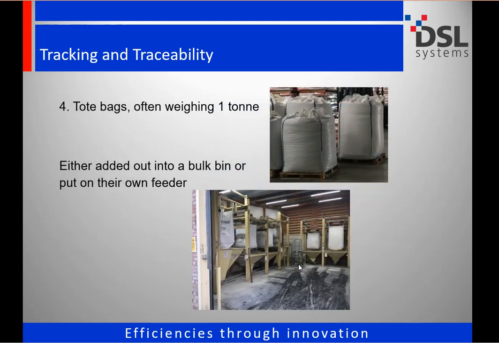Tote bags, often weighing about a ton, are given an individual lot number for traceability, and either they are added to the top of a bulk bin, in which case it works the same as normal bulk deliveries, or they're put onto individual feeders, you can see here in the photograph, in which case lot tracking works very well indeed.